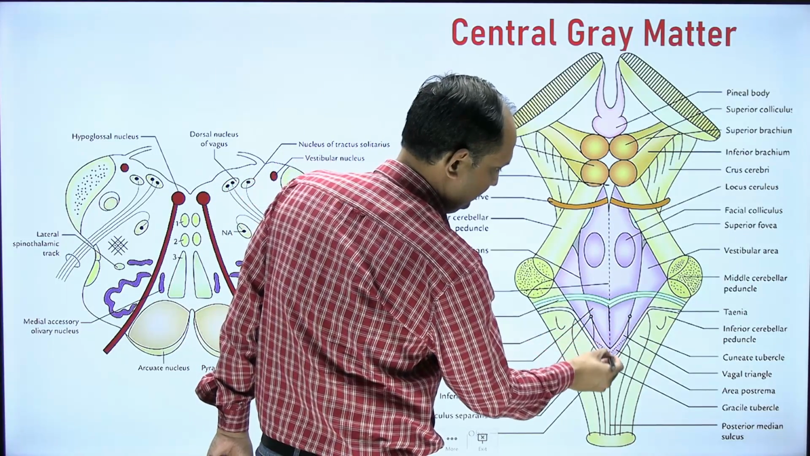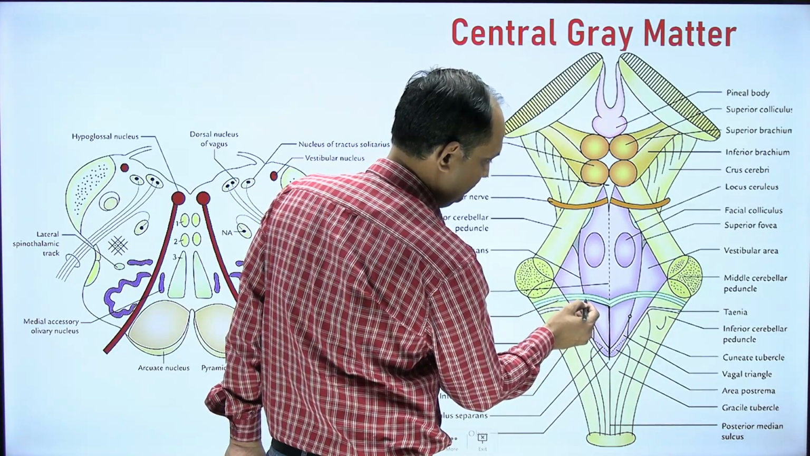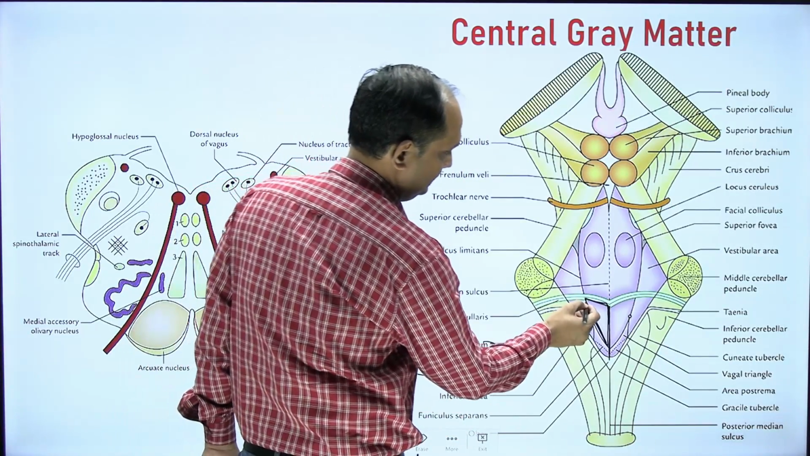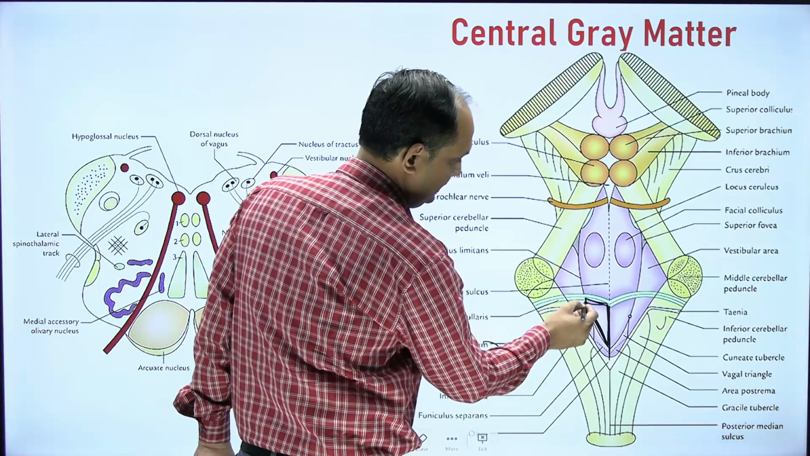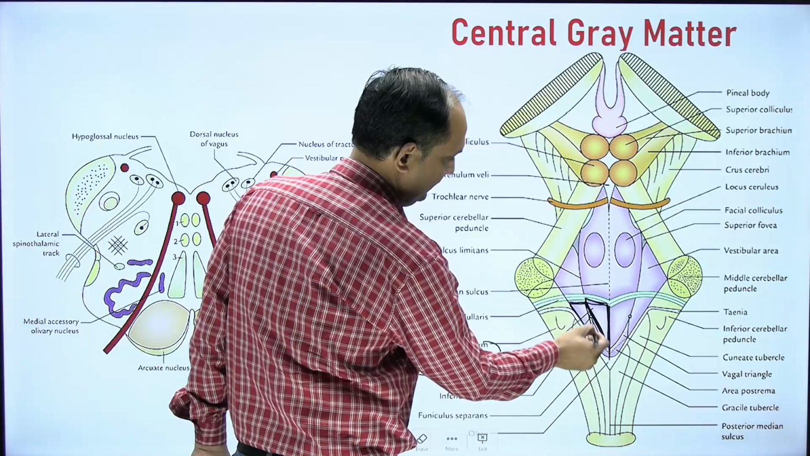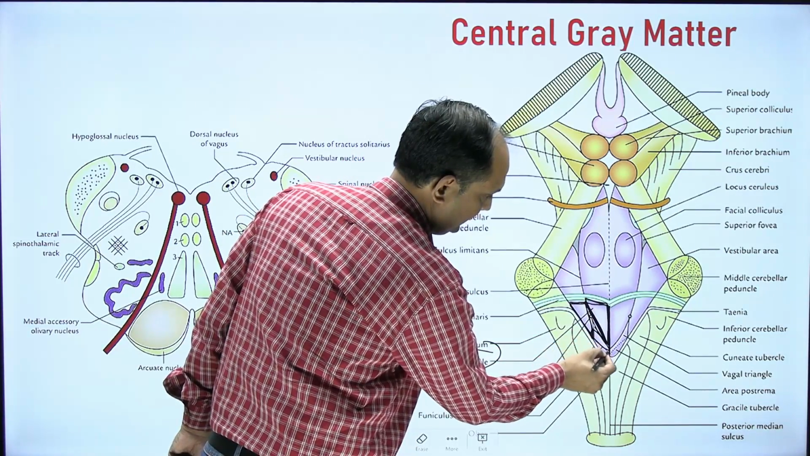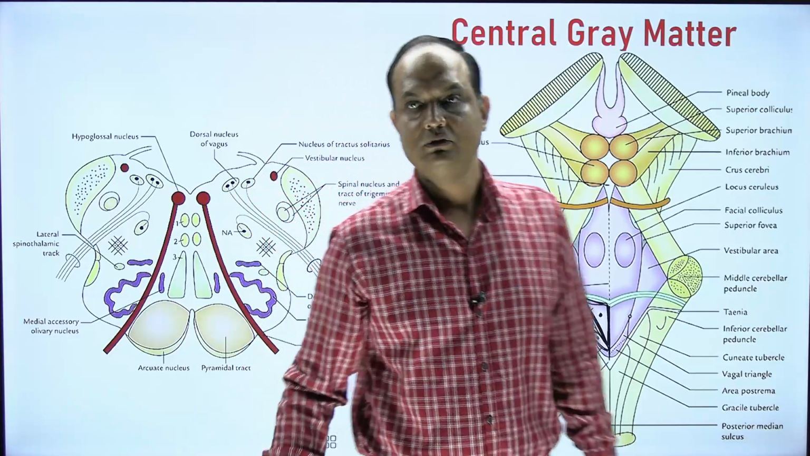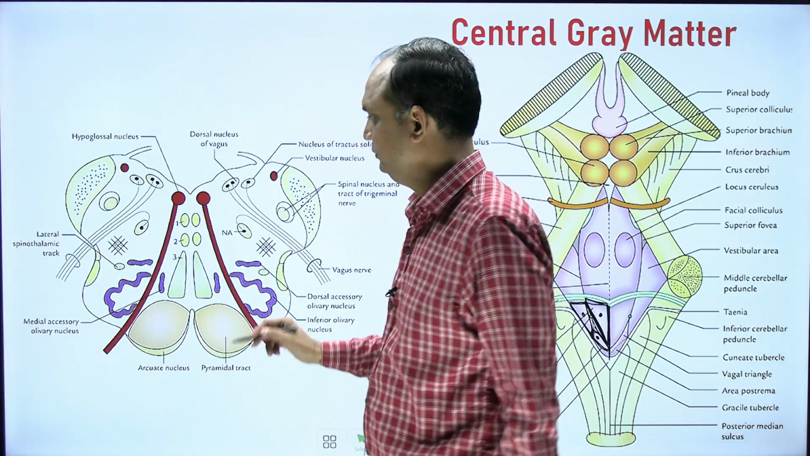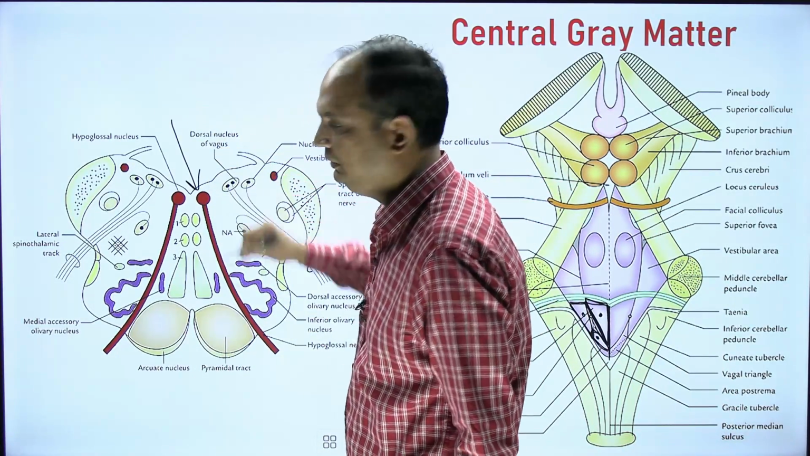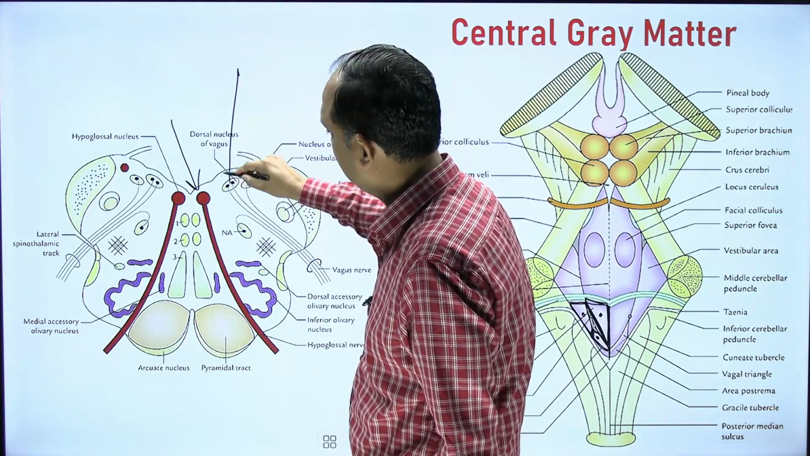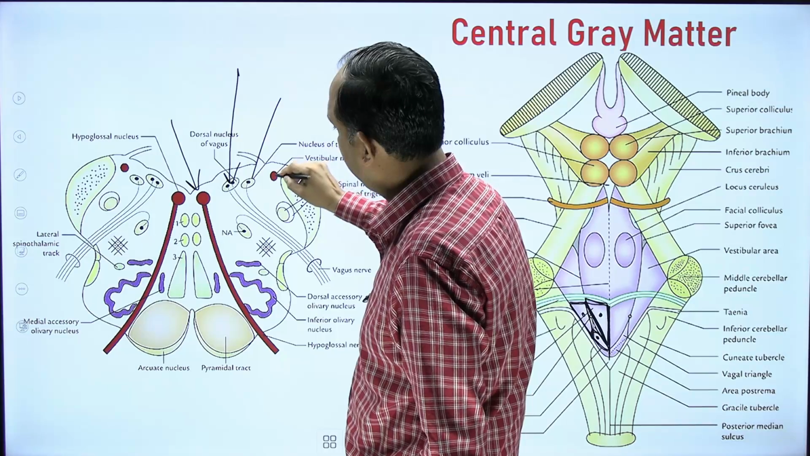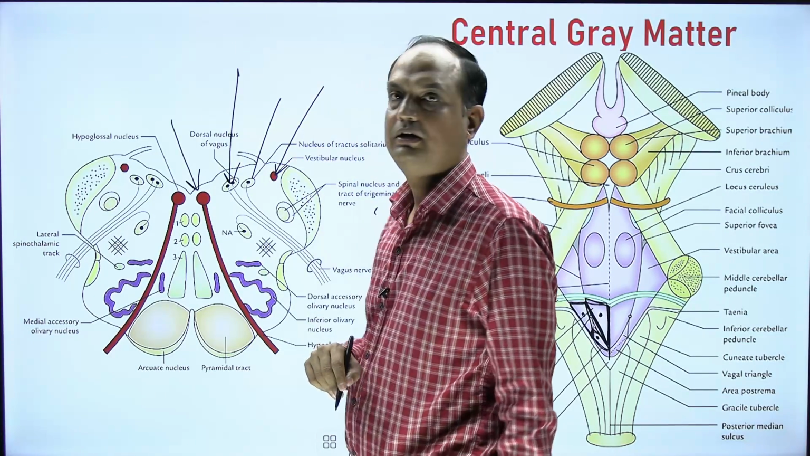Now this is your midline, and next to the midline, this part is known as the hypoglossal triangle. Next to that, you draw the vestibular area, and below here you draw the vagal triangle. In these areas, you will have the respective nuclei. So in this section, we are drawing the respective nuclei. This is your hypoglossal nucleus. Then this is your dorsal nucleus of vagus. Then this is nucleus tractus solitarius, and laterally you are drawing the vestibular nuclei.